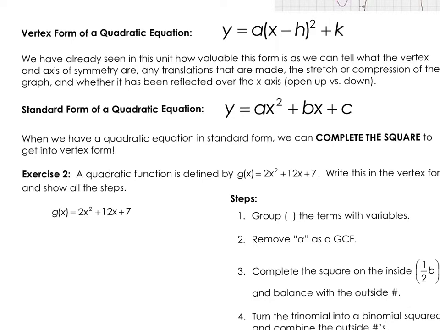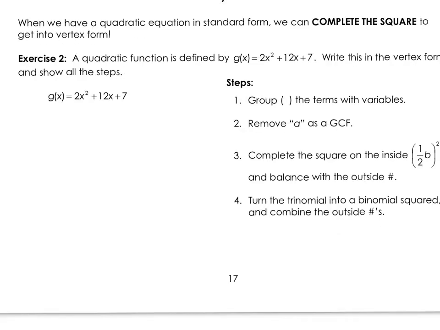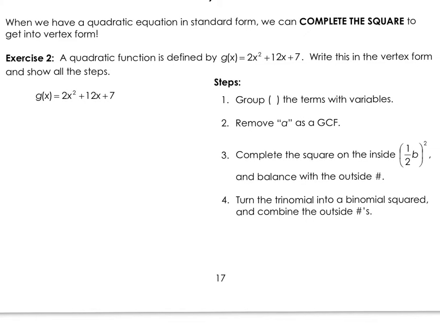The standard form of a quadratic equation is y equals ax squared plus bx plus c. When we have a quadratic equation in standard form, we can complete the square to get it into this vertex form. So we're going to look at how to do this, but it is very similar to how we completed the square. In exercise 2, we have a quadratic function defined by g of x equals 2x squared plus 12x plus 7. We want to write it in vertex form and show all the steps.